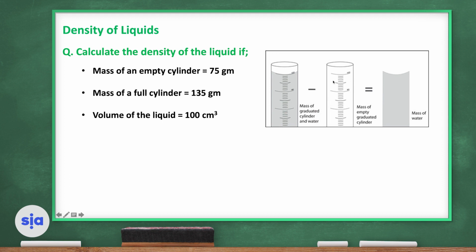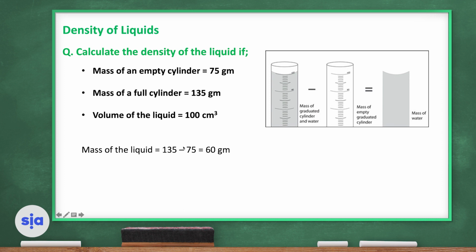the mass of the empty cylinder is equal to 75 grams and the mass of the full cylinder equal 135 grams and the volume of the liquid is 100 cubic centimeters. How can we get the mass of the liquid? This is by subtracting the mass of the empty cylinder from the mass of the filled cylinder with the solution.